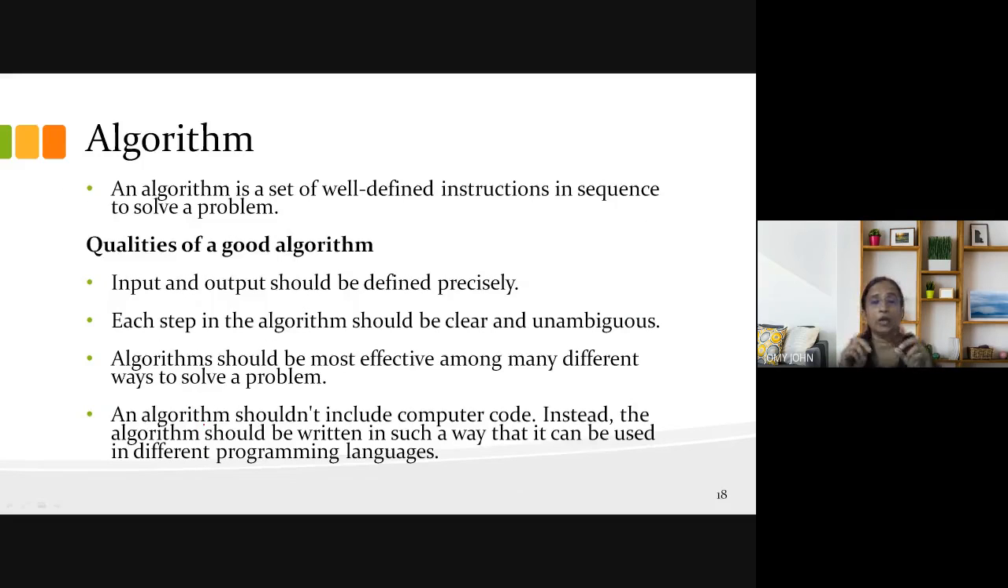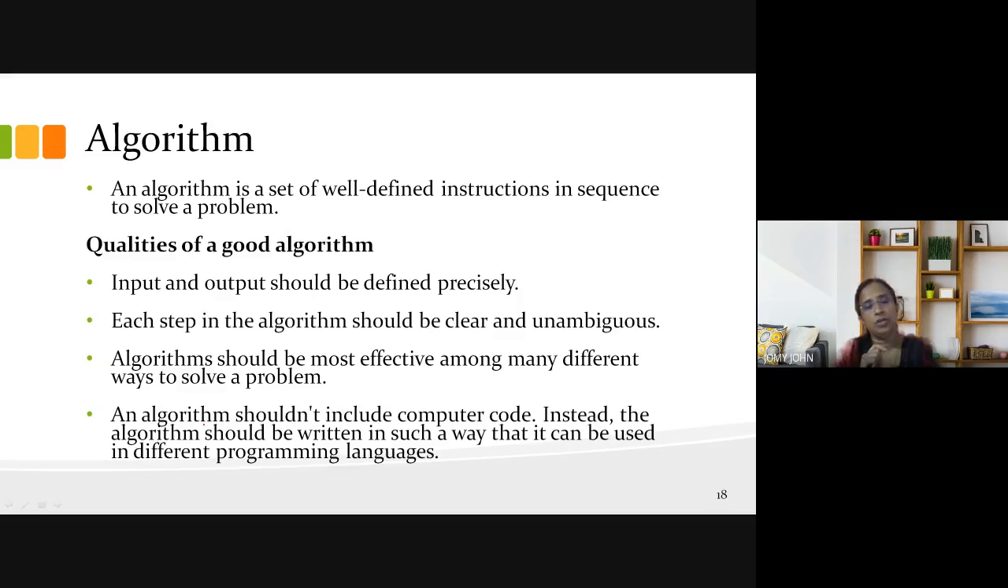Now let's see what an algorithm is. You have learned what an algorithm is. It's a set of well-defined instructions in a sequence to solve a problem. We want to solve a problem, so we have to give a set of instructions to solve this problem. That's what an algorithm is. We can write an algorithm in many different ways. Here in this semester, we are not going to learn what an algorithm is or how we write an algorithm, but in which way we can write a good algorithm. We'll analyze an algorithm. We'll say what are the qualities of a good algorithm.